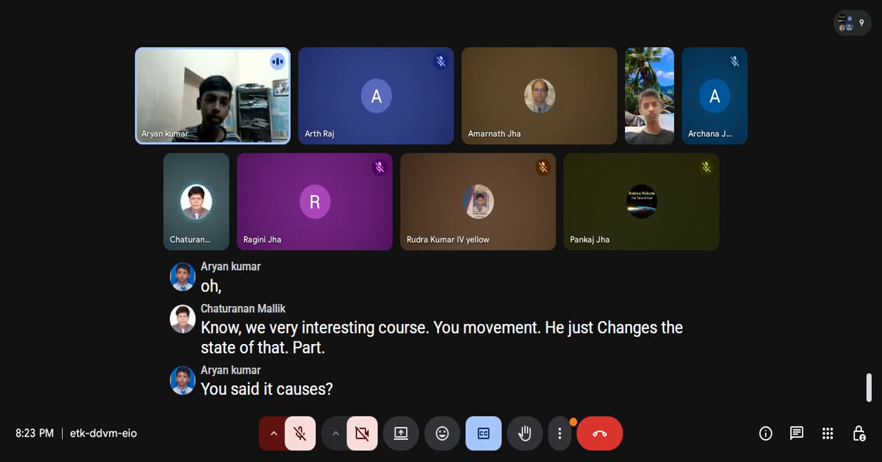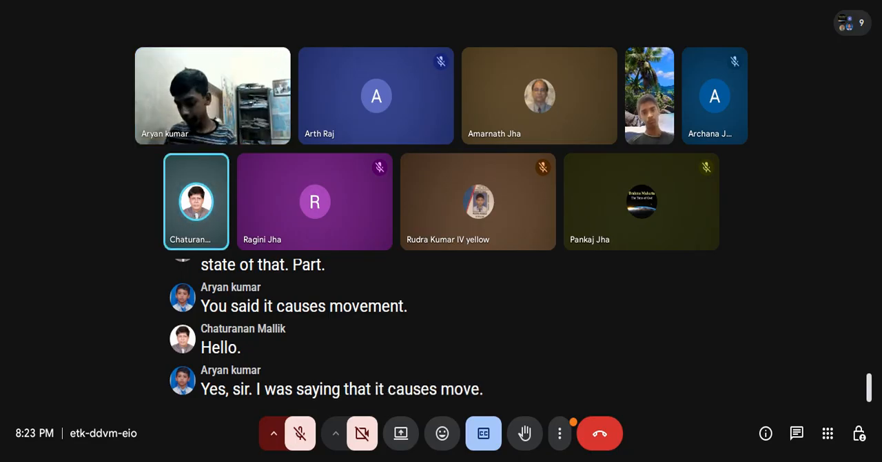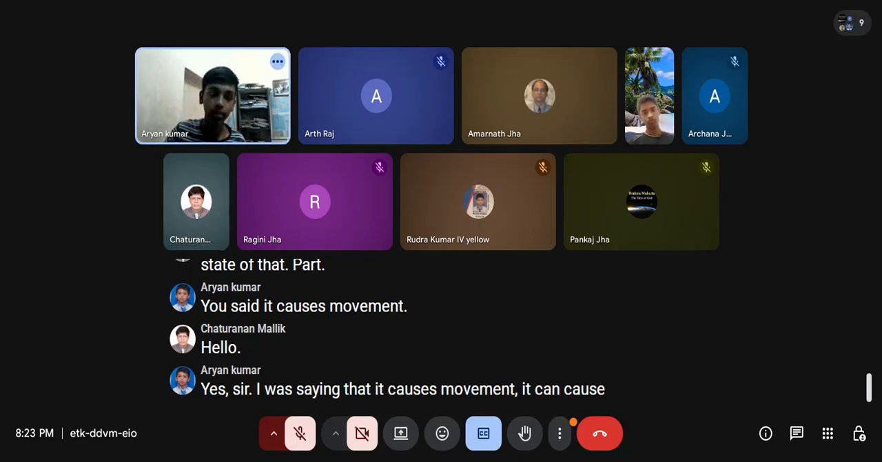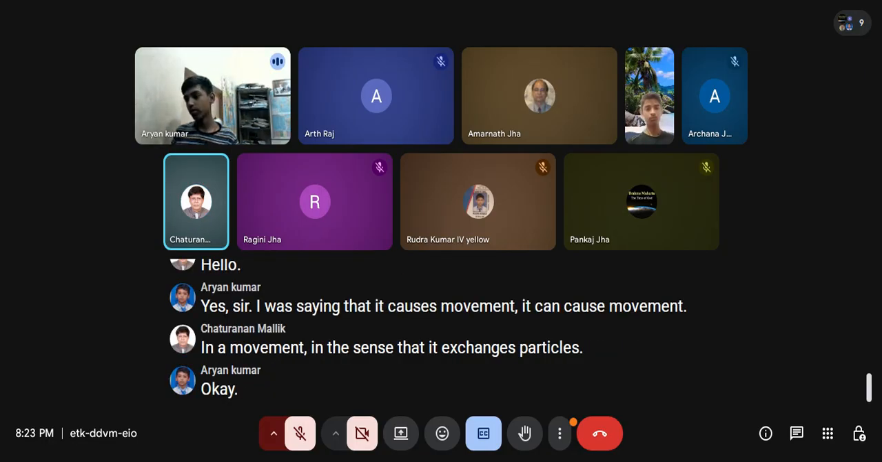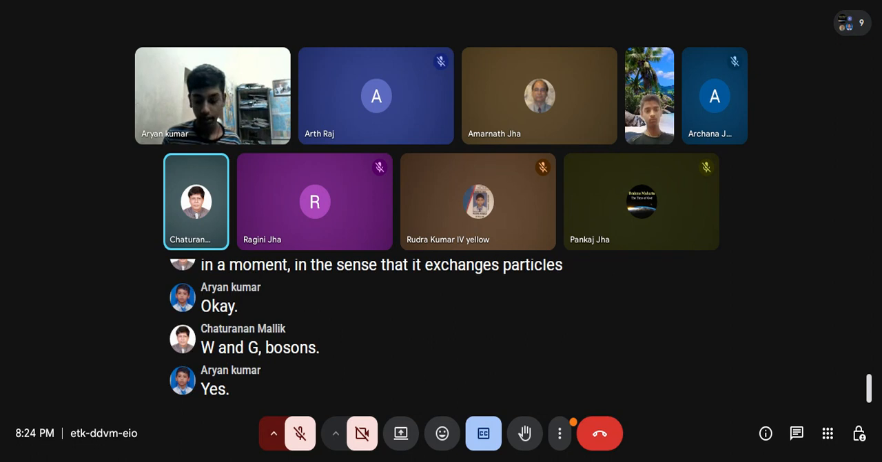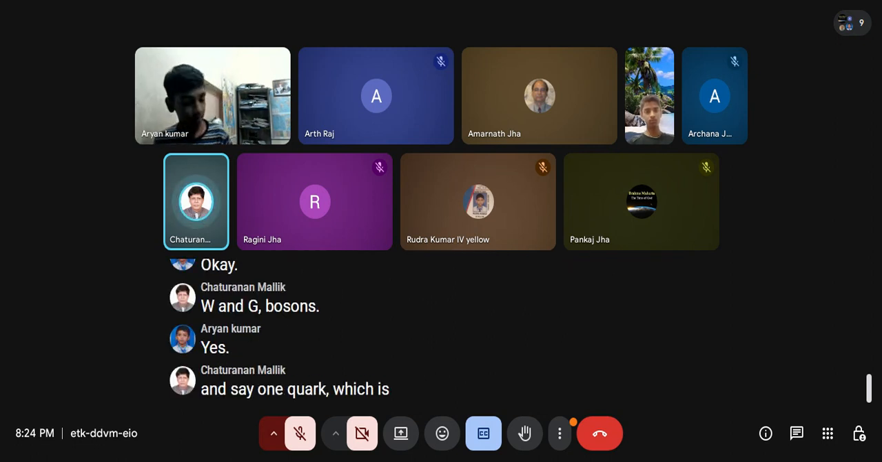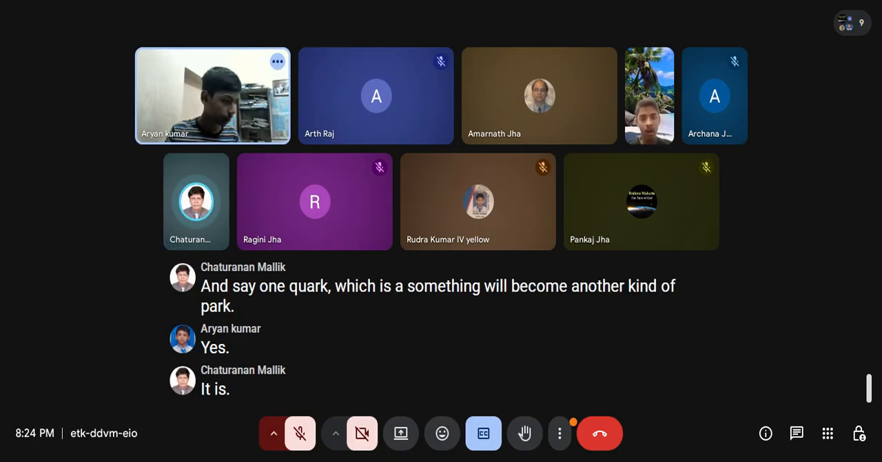Sir, it causes movement. Sir, I was saying that it can cause movement, in that it exchanges particles. Okay, sir. W and Z bosons. Yes, sir. And say one quark will become another kind of quark. Yes, sir. That is the cause.